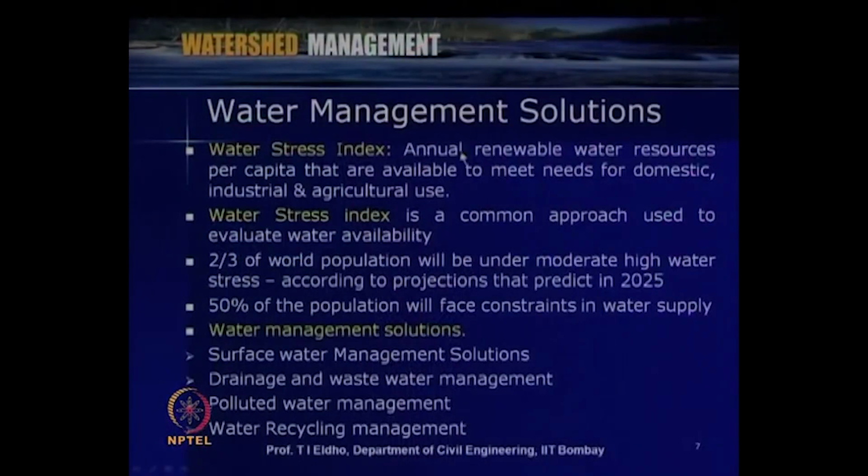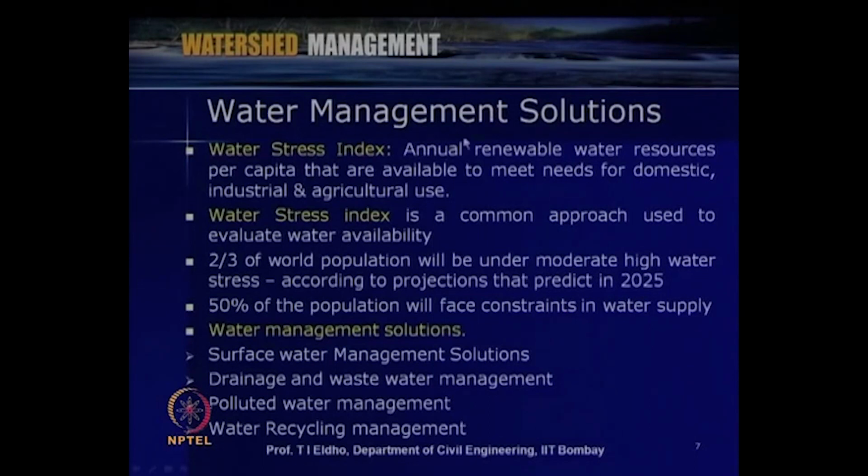So now within this perspective, we were discussing what water recycling is, how we have to do this, and what its benefits are. So now when we look into overall water management solutions, within a watershed or within a particular area or within an urban environment, we can go for various solutions. So here let us discuss what the possible solutions are.